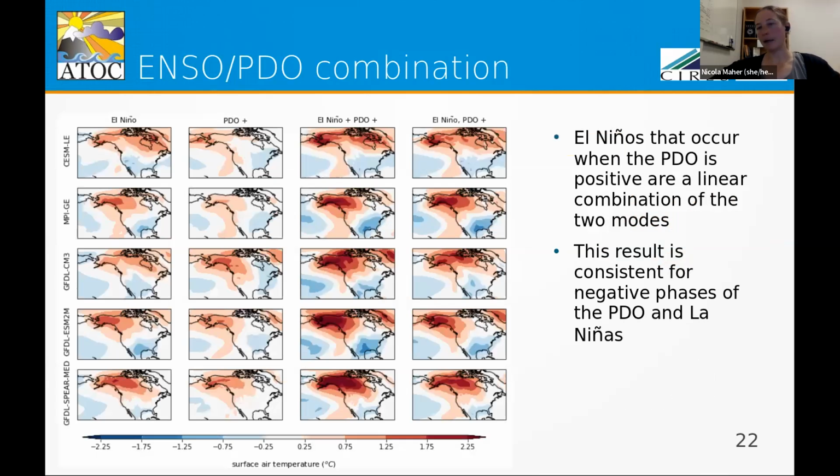And again, we can extend that to all 5 SMILEs, and we find a very consistent result across all of the models. And I'll note that I'm not going to show this today, but it's fairly consistent for looking at the negative phases of the PDO and La Nina.